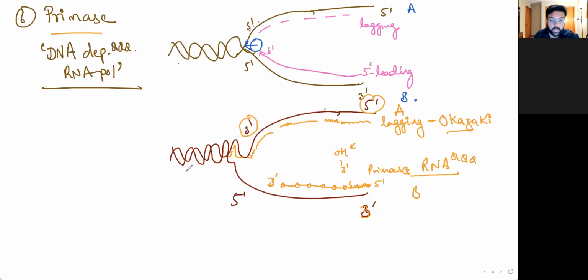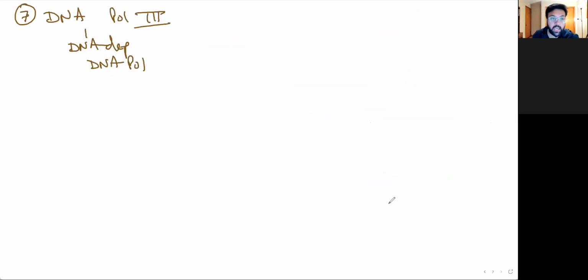In contrast to primase, which was reading DNA and making RNA, that's why it's called DNA dependent RNA polymerase. But our traditional DNA polymerase 3 is DNA dependent DNA polymerase. These are so high yield stuff and words to know. Okay.